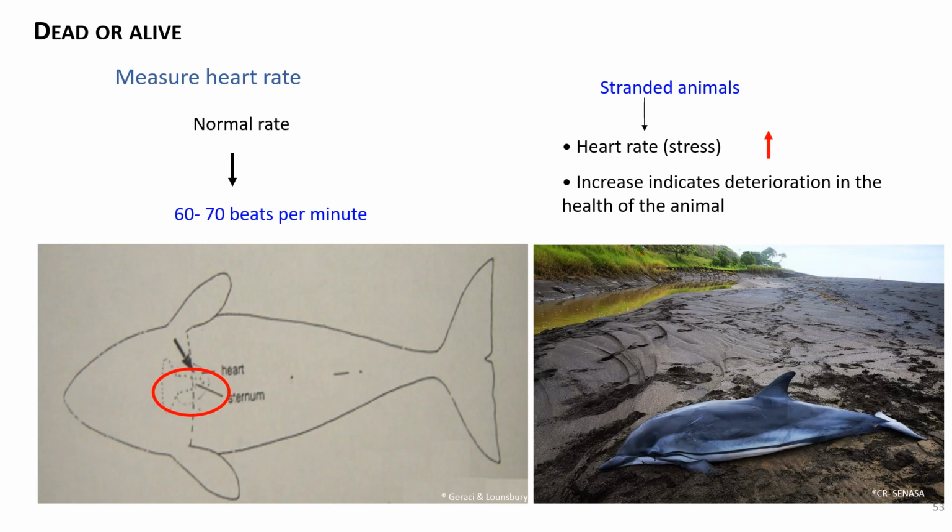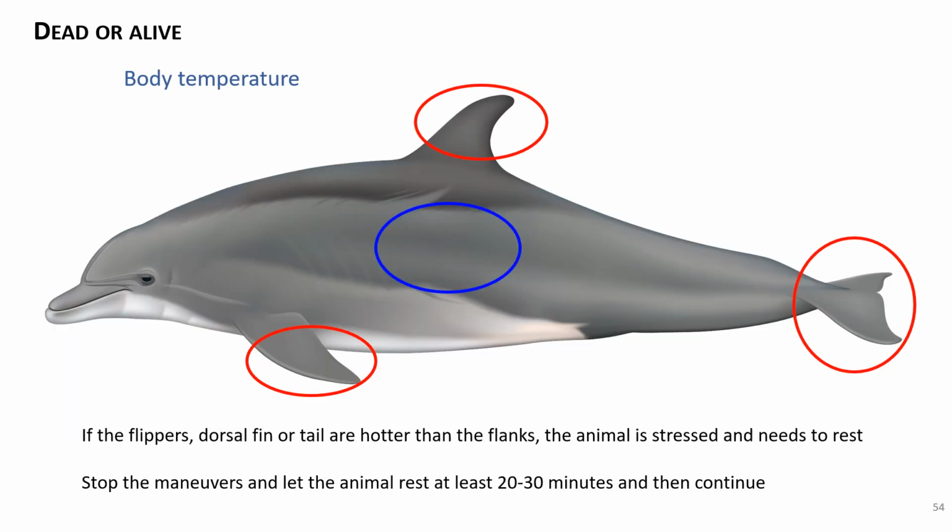What about heart rate? The normal rate is 60 to 70 beats per minute. If it's higher, the animal is in stress. An increase indicates deterioration in the health of the animal. How to calculate that? As you can see here on the left, you can put your hand in the middle of the two pectoral flippers and feel it and count it per minute. If the flippers, dorsal fin or tail are hotter than the flanks, the animal is stressed and needs to rest. You need to stop what you are doing and let the animal rest at least 20 to 30 minutes and then continue.